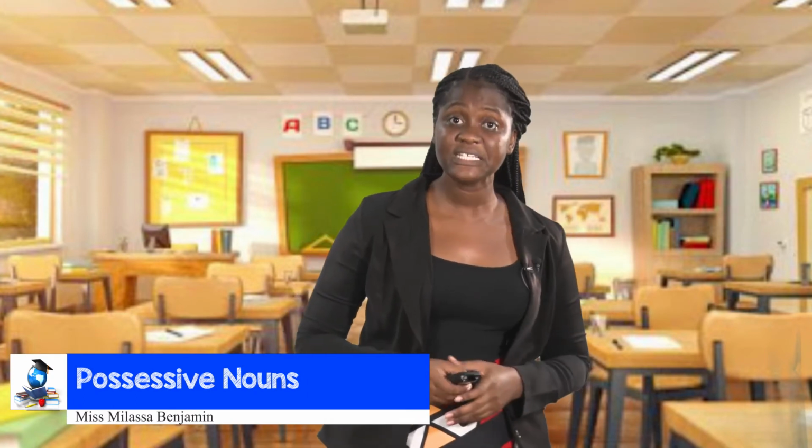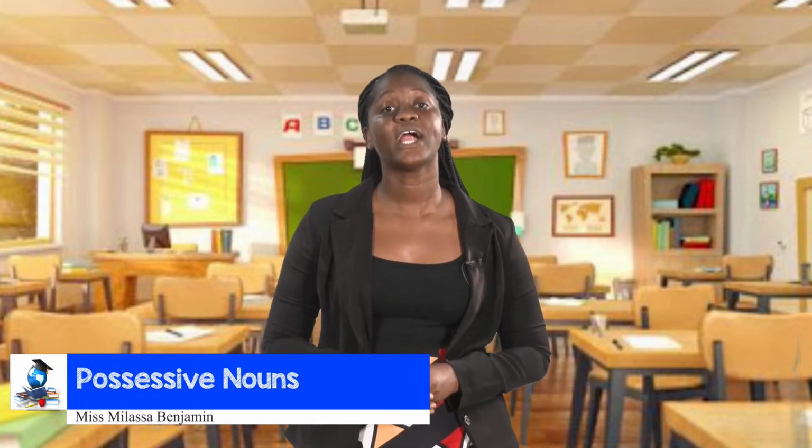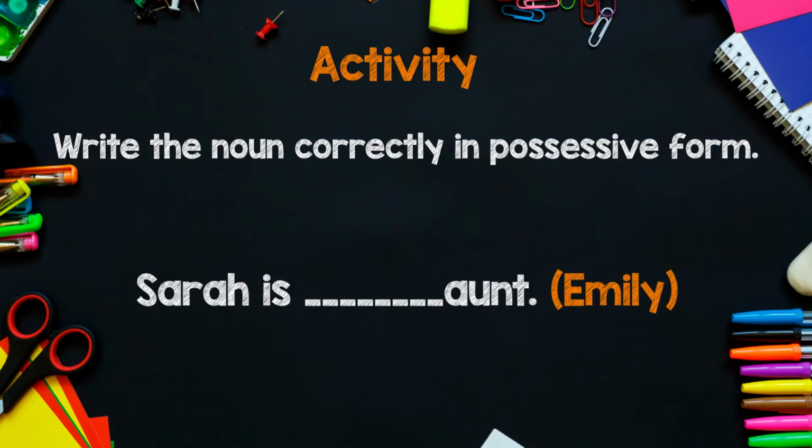Let's try to apply our knowledge to see if we understand possessive nouns. In this exercise, we will write the nouns correctly in their possessive form. Our noun in bracket is Emily. The sentence is, Sarah is something's aunt. How do we write the possessive form of Emily?